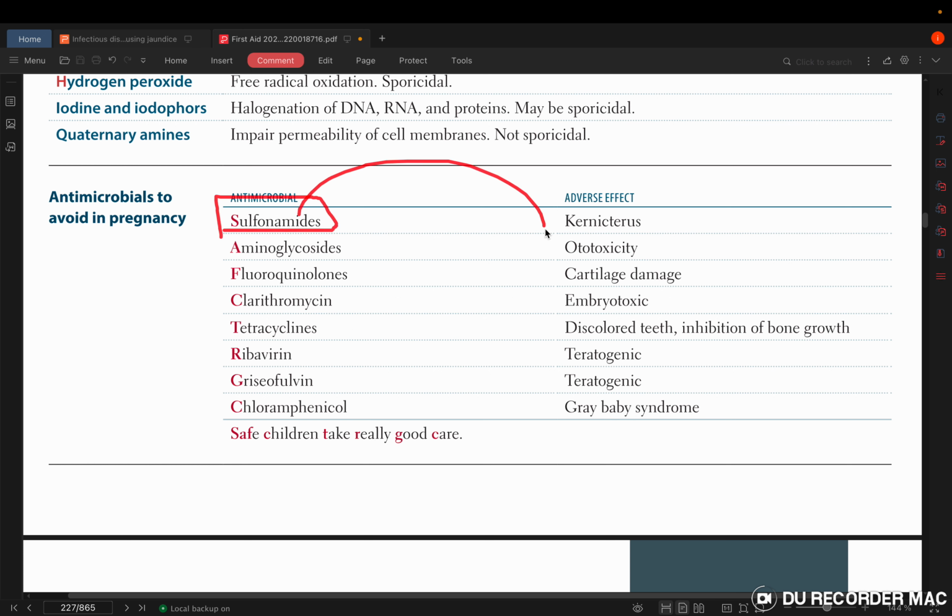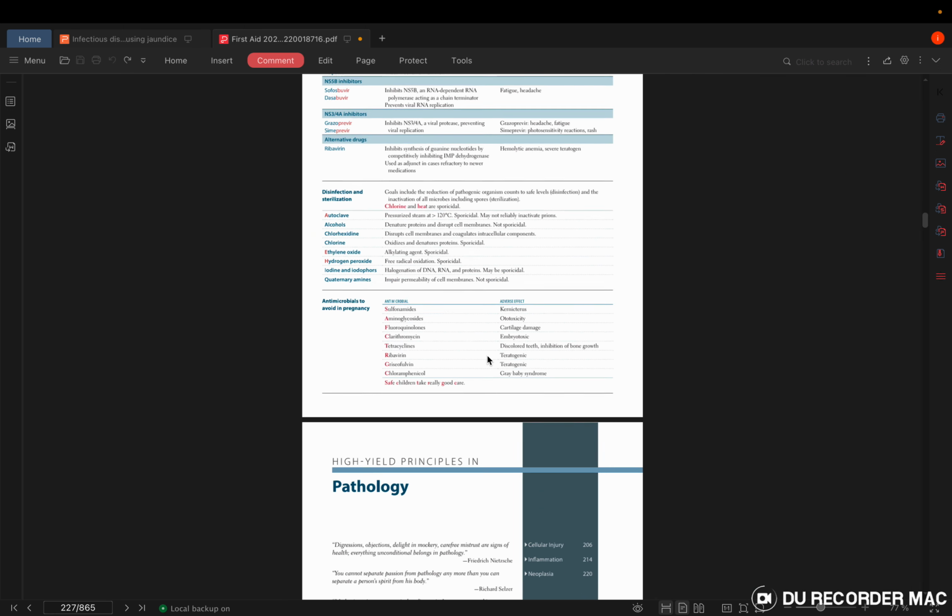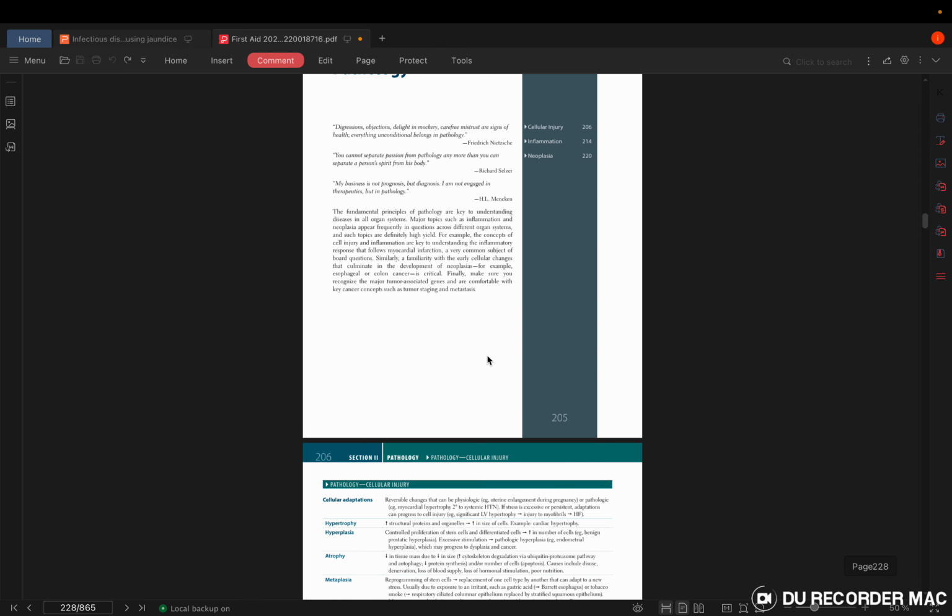Sulfonamide, we don't give them because they might lead to kernicterus because of the increased amount of bilirubin, especially in G6PD deficient patients. Aminoglycosides are ototoxic. Fluoroquinolones affect the cartilage, and clarithromycin can lead to stillbirth, okay? Tetracycline discolors teeth and inhibits bone growth. Ribavirin and griseofulvin are teratogenic. Chloramphenicol causes gray baby syndrome. So be careful about each drug and for which patient it's totally contraindicated.